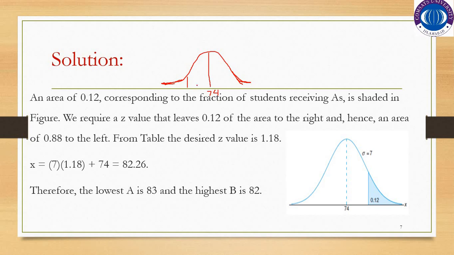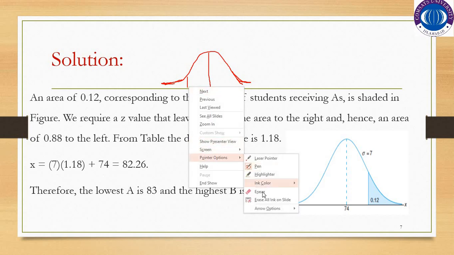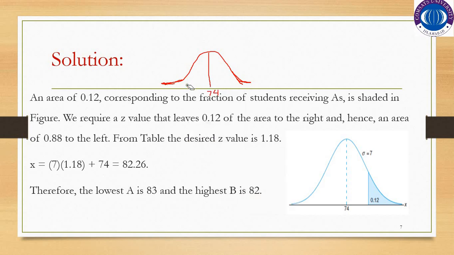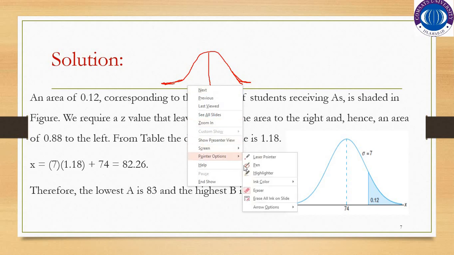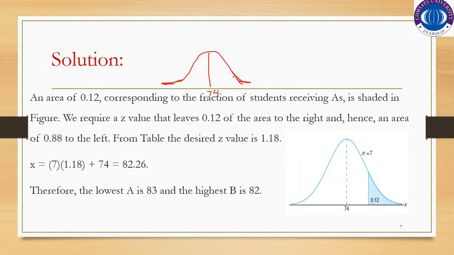Here we have the marks below 74. So this is the average marks, and an A grade cannot be below the average marks. So this could not be the situation. So obviously the 0.12 area will be located here, and this will be the area beyond the average marks, the A grade.